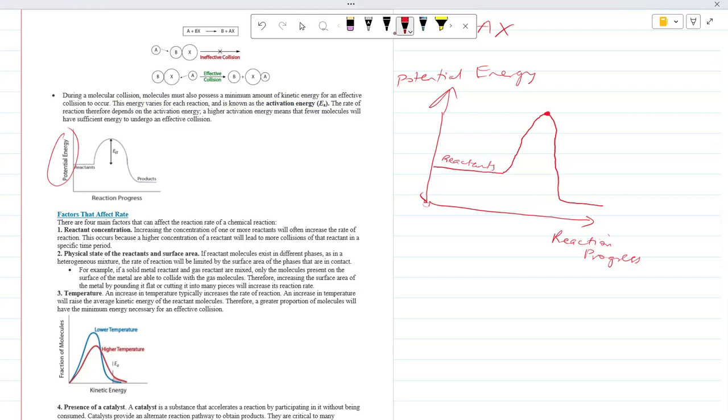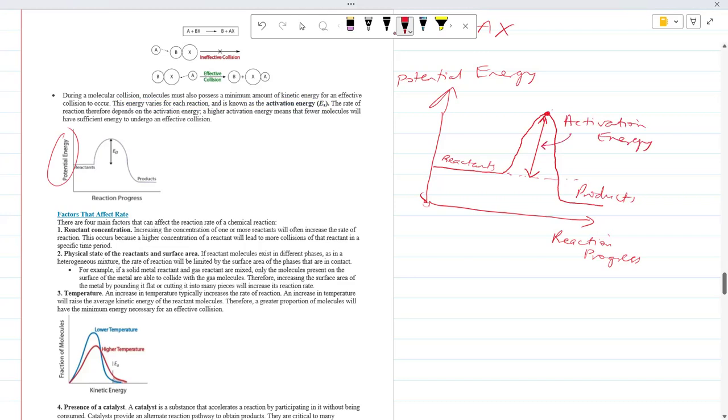So this minimum energy level that you need for the reaction to proceed to the formation of products is the activation energy, right? So if you think about its initial point, the activation energy is the energy level here. Okay, so this is going to be the activation energy. Okay, this energy that you need here.